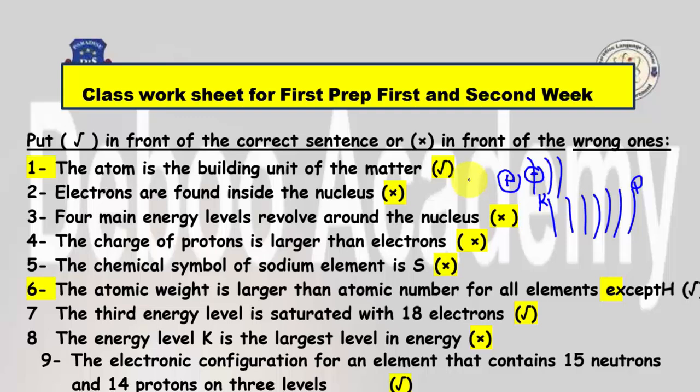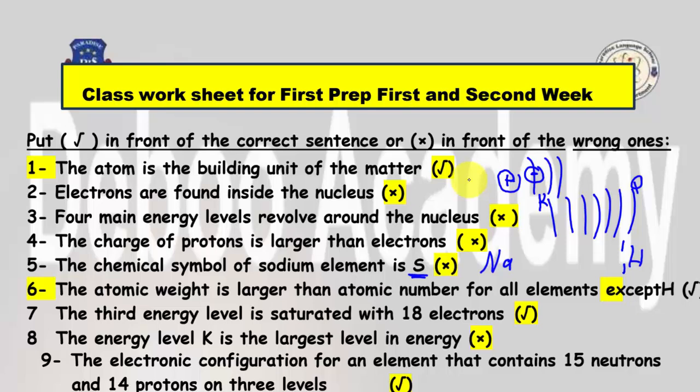The chemical symbol of sodium is S, and that's also wrong. The chemical symbol of sodium is Na, according to the Latin name, natrium. The atomic weight is larger than the atomic number for all the elements except hydrogen. And that's right, because hydrogen has atomic number 1 and mass number 1. For all the other elements, the atomic weight is larger than the atomic number.